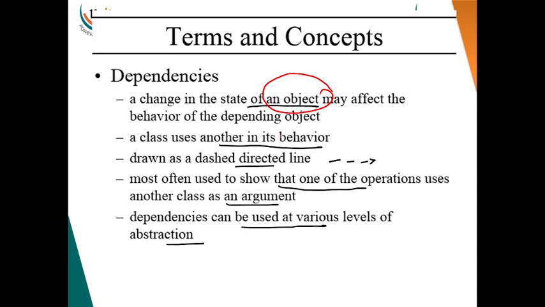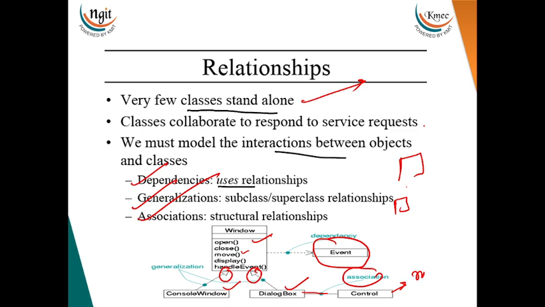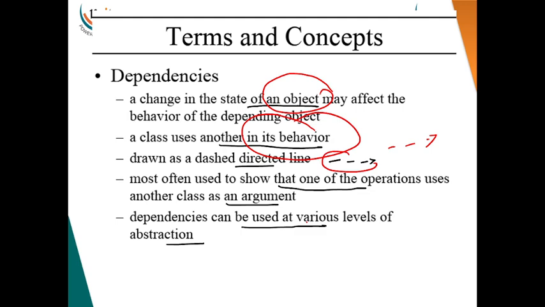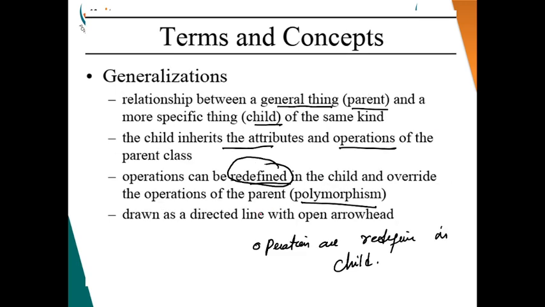A class uses another for its behavior. Yes, it's there. It is drawn by dashed dotted lines like this. If you have seen it like this, correct? And a more important thing is that it is most often used to show one or more operations in an argument. Dependency can be used at various levels of abstraction. Terms and concepts of generalization, correct? A relationship between general things, the parents, and more specific things, the children.